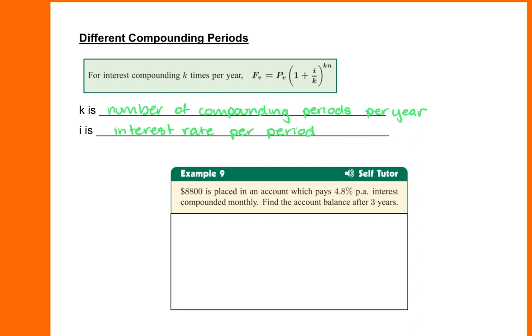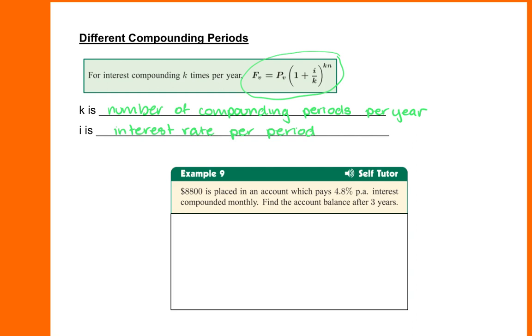But sometimes we have interest that's compounded per month or per quarter, and we need to make some adjustments to our formula. So we have this formula: future value equals present value, 1 plus i over k, to the power of kn. And k is the number of compounding periods per year, which could be months or quarters, and i is our interest rate. So let's see how this works.